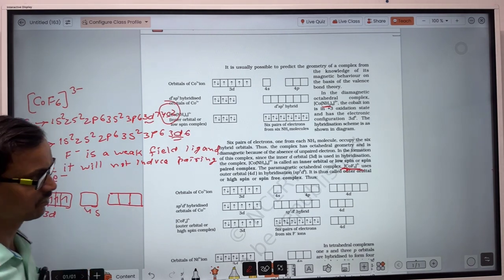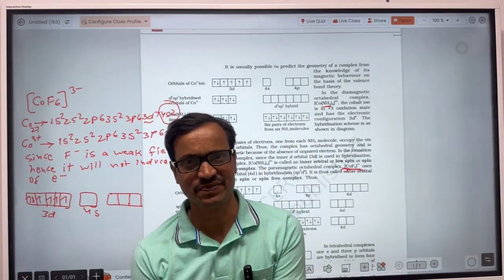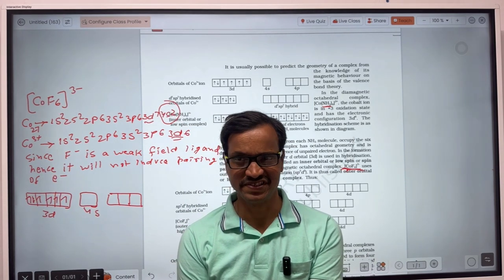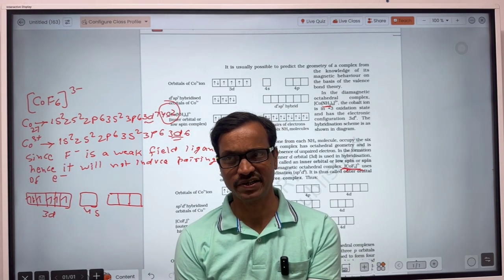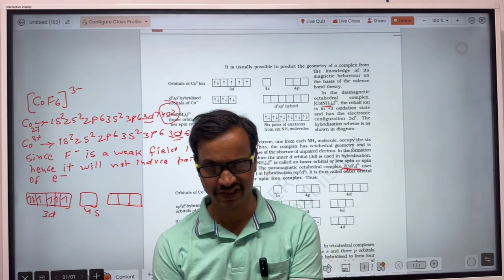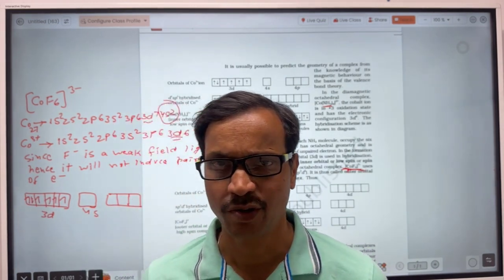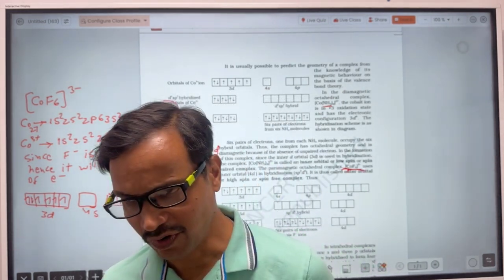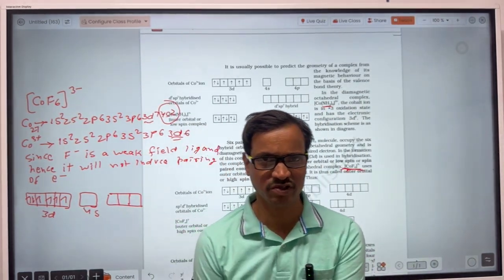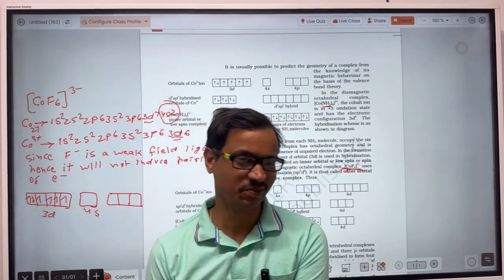That means the cobalt will have to form 6 sigma bond. So to form the 6 sigma bond, the cobalt will need 6 hybrid orbital. Cobalt will have to form 6 hybrid orbital, and to form 6 hybrid orbital, the 6 atomic orbital will have to merge together. So what to do?